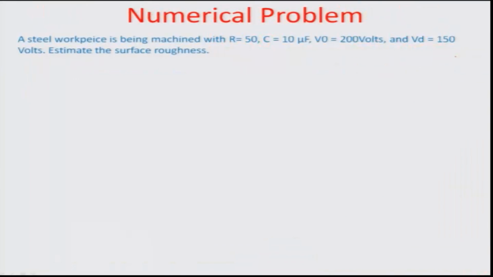We give a problem where let us say there is a steel work piece being machined. So, the formulation that has been mentioned earlier would follow very well, and the resistance capacitance circuit for the EDM system which is machining the steel work piece has a resistance of 50 ohms and capacitance of about 10 microfarads, input power supply of 200 volts, and discharge voltage of about 150 volts. So, we have to estimate what is going to be the surface roughness in this particular case.